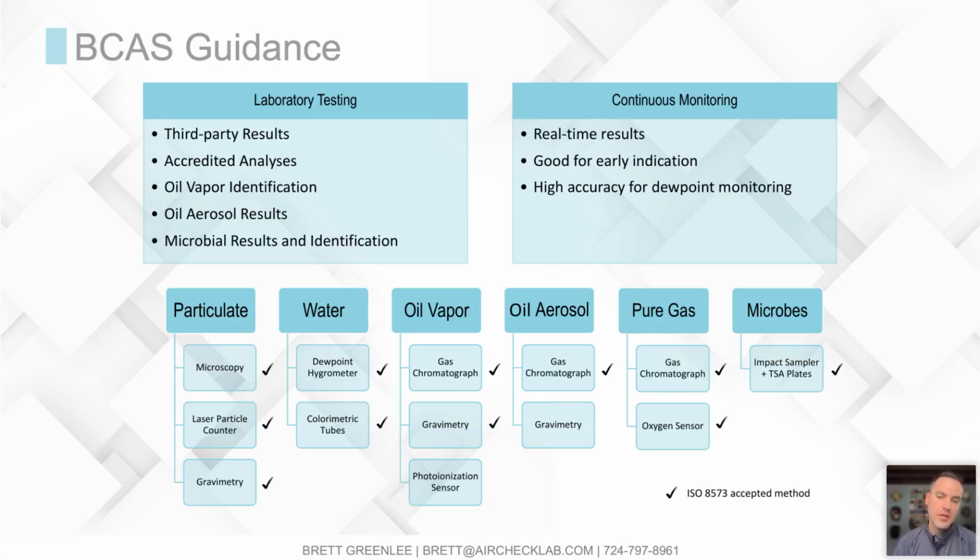For oil aerosol contamination, again, gas chromatograph or gravimetry. For pure gas testing, gas chromatograph, oxygen sensors. And then last but not least, for microbes, the only accepted method by ISO 8573 is through an impact sampler plus TSA plates. I know that was a lot of words, so I'm going to stay on this slide for a minute in the event that you want to screenshot it or take down a couple more notes. But this is really where the meat and potatoes are for what your monitoring plan is going to look like in terms of how we are going to test, how we are going to know whether or not our air is as pure as we need it to be.